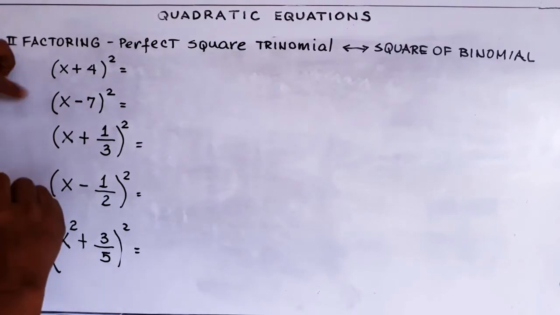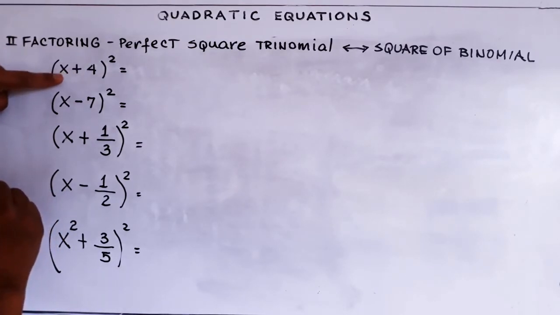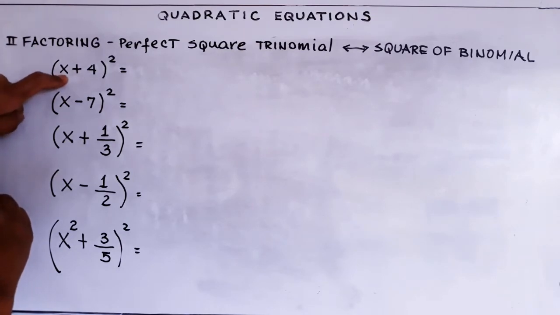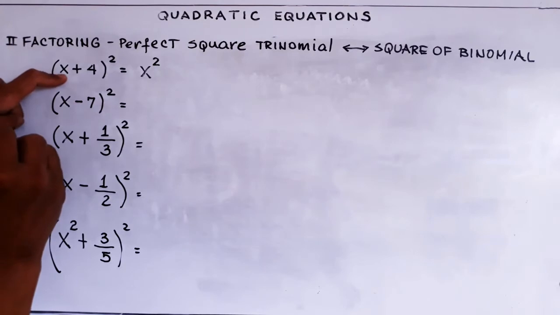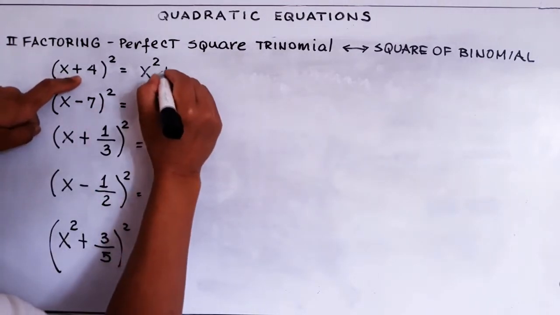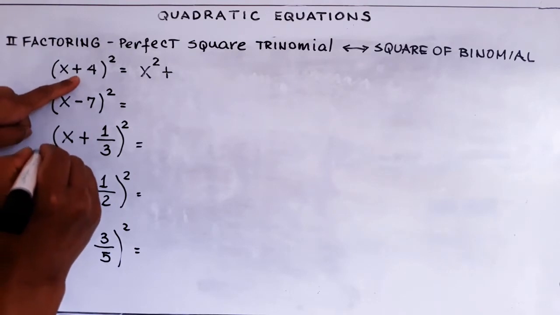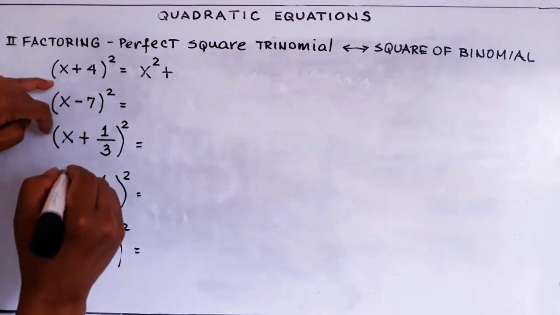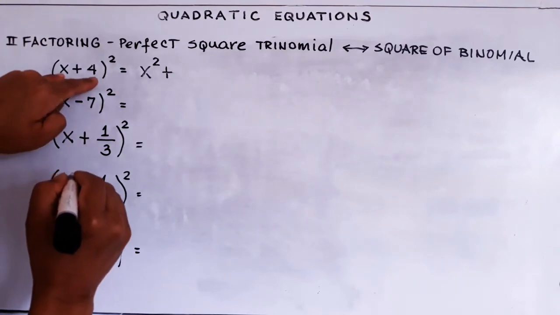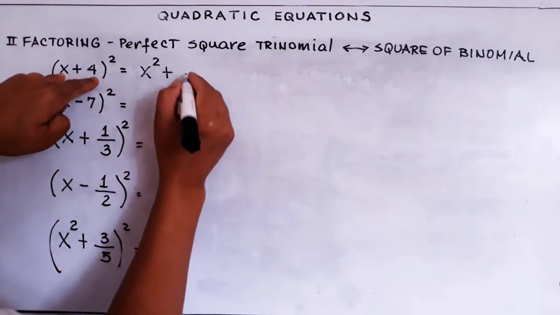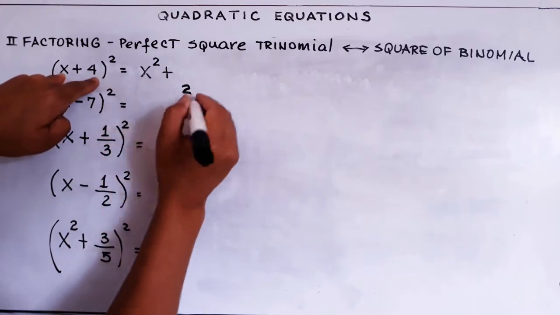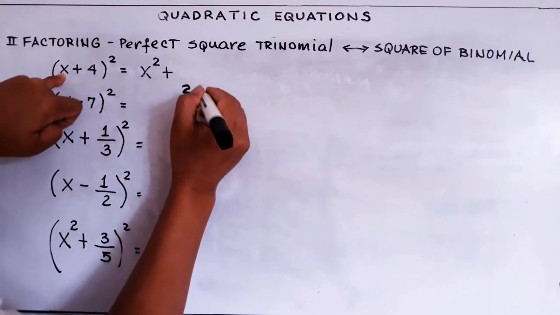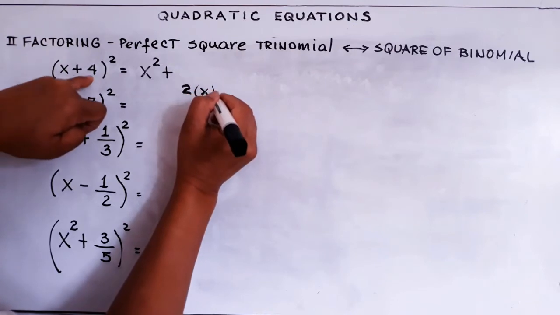Okay, let's get the product of this binomial. We raise this one to the second power. X times x is x squared, plus, and then plus. What is the middle term? The middle term is you multiply this and this times 2. Don't forget that we have to multiply it by 2. So there's a 2 there. Always multiply this and this.